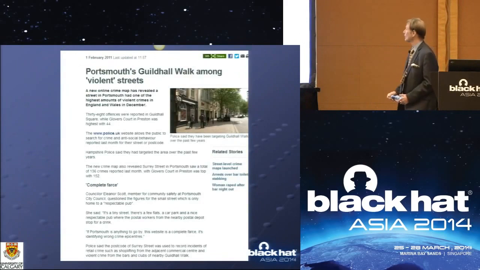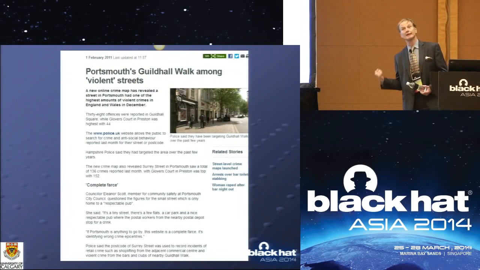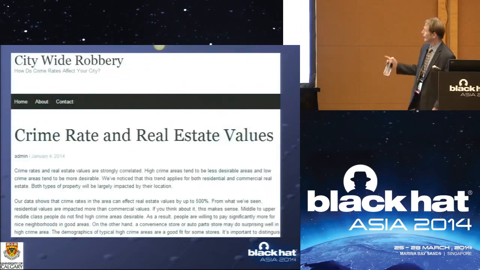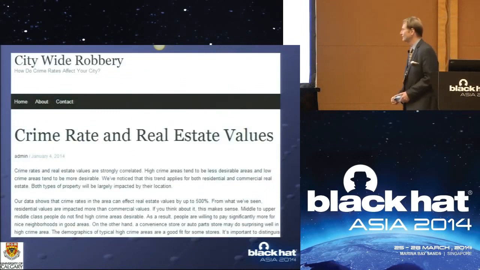Why do we care? Well, these people are complaining that this crime map, official map from the British police, is lowering their property values because people think it's a crime neighborhood, and there are actually reports that say that crime rates and real estate values are strongly correlated.